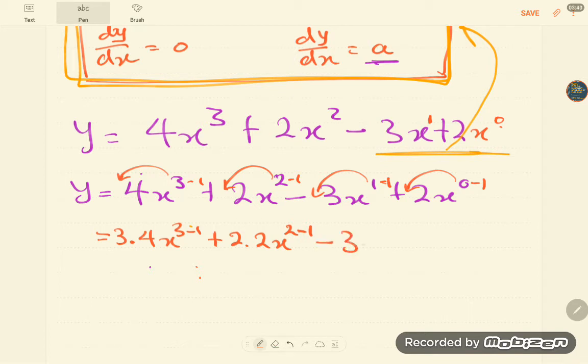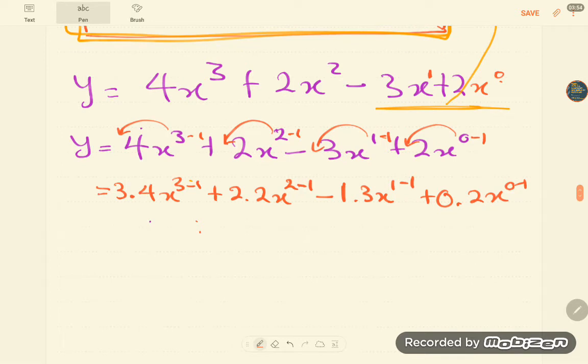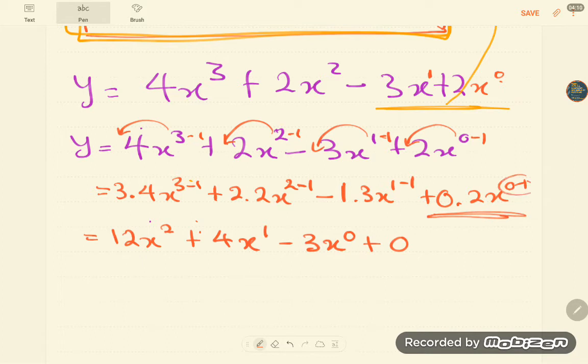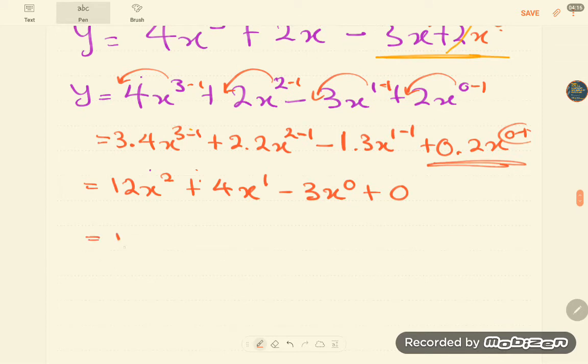My bad there. 3. The 1 comes down first. 3x to the 1 minus 1 plus, so let's start with the 0 here, 2x to the 0 minus 1. And at the end, what we end up with is 12x to the power 2 plus 4x to the 1 minus 3x to the 0 plus 0. That's why the last time we said we shouldn't really bother with the x minus 1 there, with the 0 minus 1 there. So effectively, this leaves us with a function that is 12x squared plus 4x minus 3.